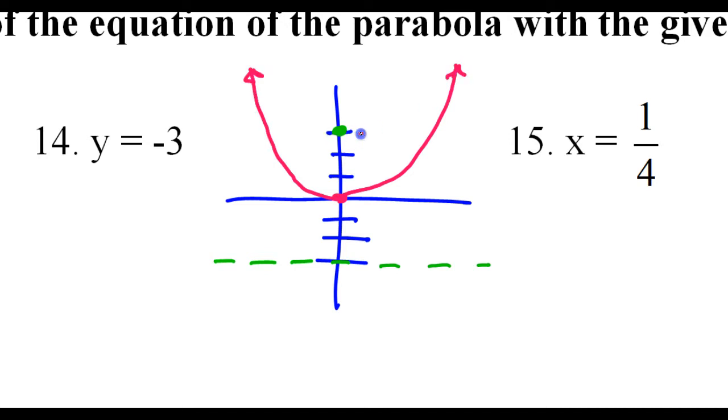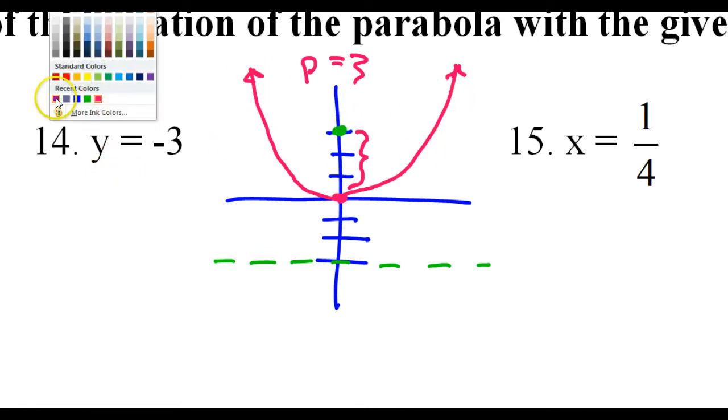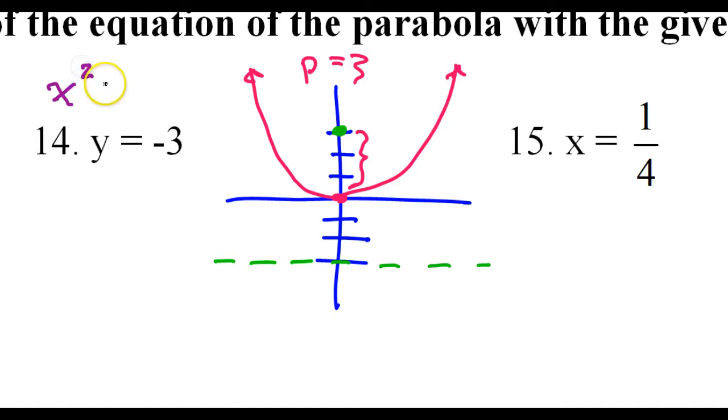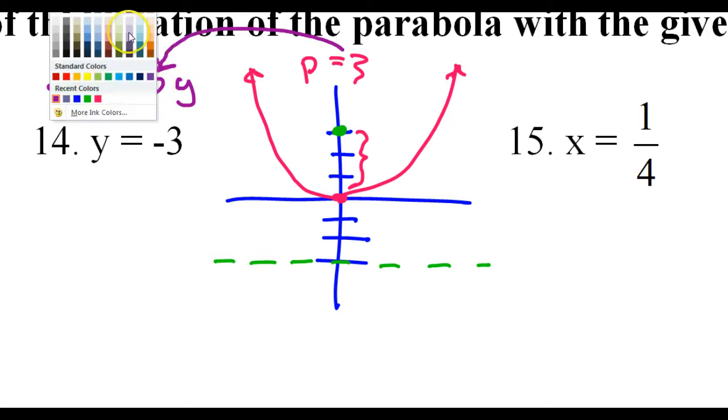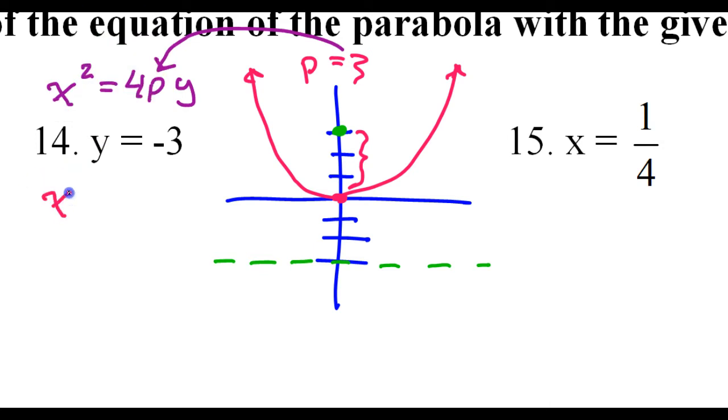Okay, notice that the p value is right here. Okay, so p is equal to 3, 1, 2, 3. Because this is a normal right side up parabola, it's going to have the usual form of y equals x squared, or x squared equals y. Of course, in front here is 4p, but this time we know what p is, so that makes this 4 times 3, or 12. So the equation for number 14 should be x squared is equal to 12y.